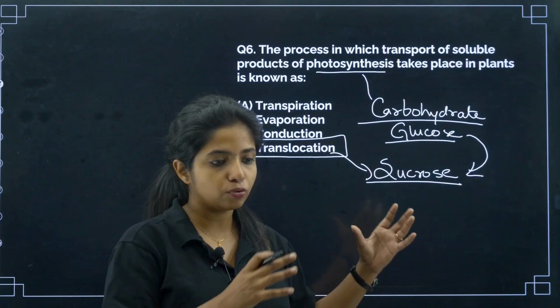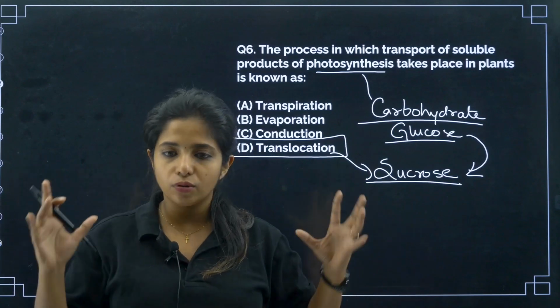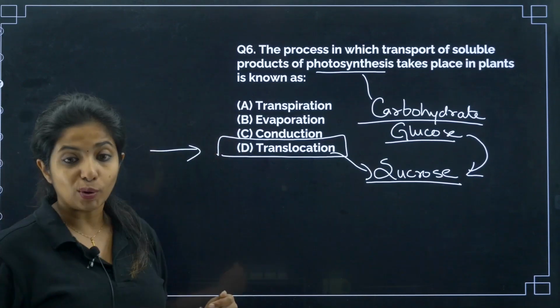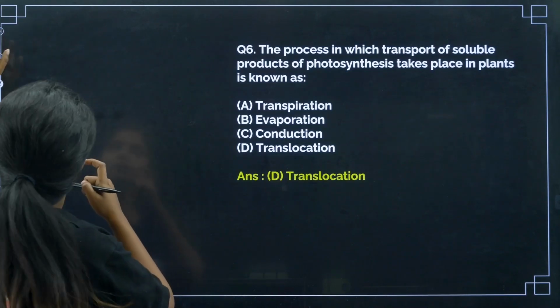Then later, when sucrose reaches the place where it has to go, it will convert back into glucose, and basically all this will be happening. Okay, so your answer is translocation. Okay, now going ahead to the next question.